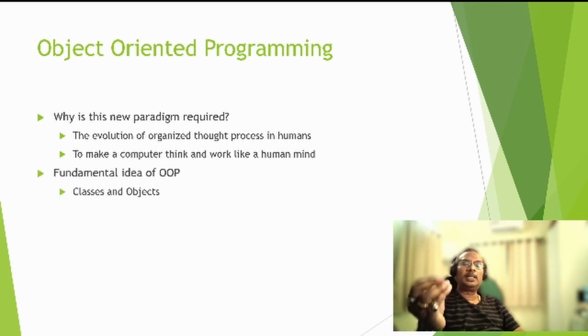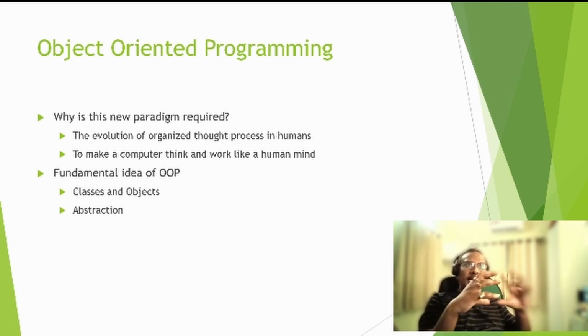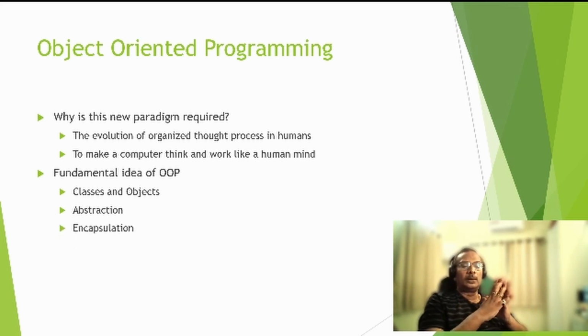The fundamental idea of object-oriented programming here is to identify classes and objects, and then to abstract. Abstraction here means to abstract the idea of an object and store it as a class. Okay, let me elaborate on it in the next slide.